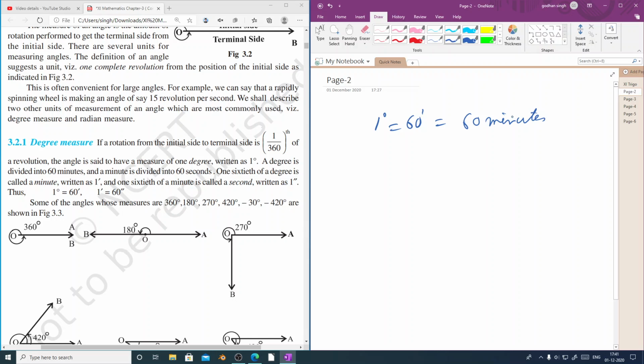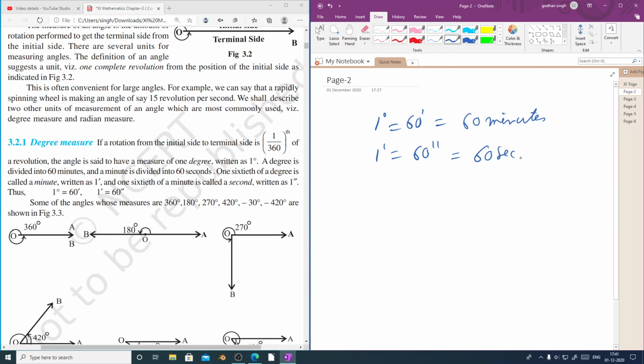And as discussed earlier, if the circle is very, very large, even that 1 minute will be bigger. So we'll divide that 1 minute also into 60 parts. So we'll be getting 1 minute equal to 60 seconds. When we put a double bar like this, it is known as double dash. So that is 60 seconds.